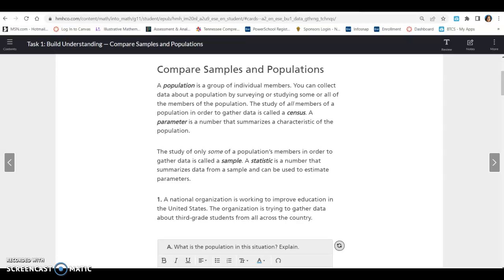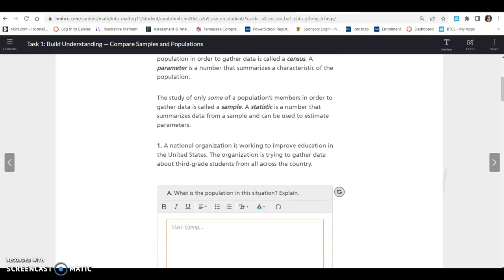A parameter is a number that summarizes a characteristic of the population. The study of only some of a population's members in order to gather data is called a sample. A statistic is a number that summarizes data from a sample and can be used to estimate parameters.